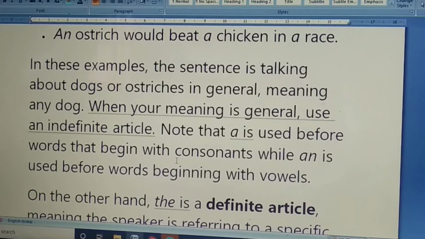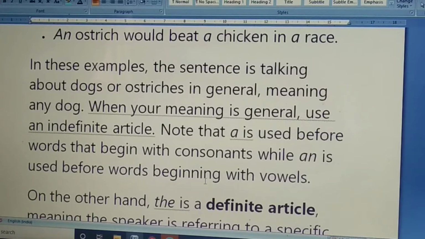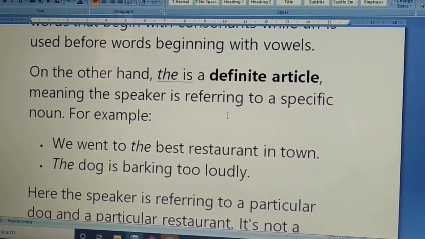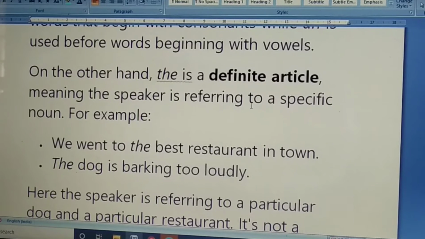Note that a is used before words that begin with consonants. We already know this, isn't it? While an is used before words beginning with vowels. On the other hand, "the" is a definite article, meaning the speaker is referring to a specific noun. We went to the best restaurant in town. Not any and every restaurant, the best. So we are specifying here.